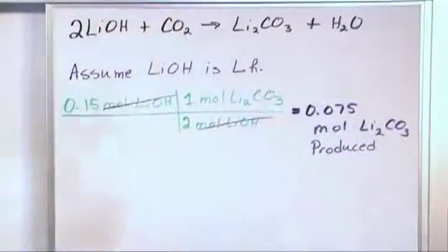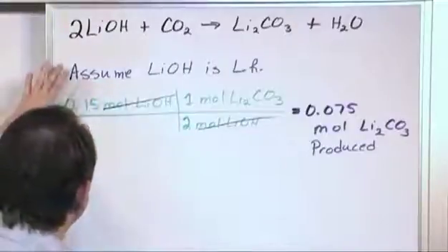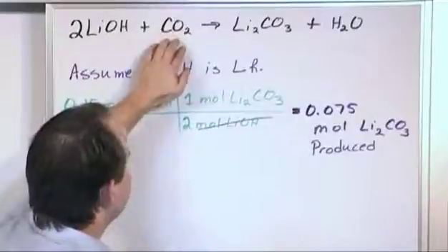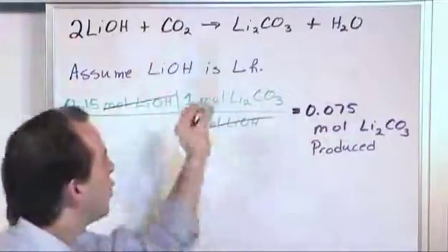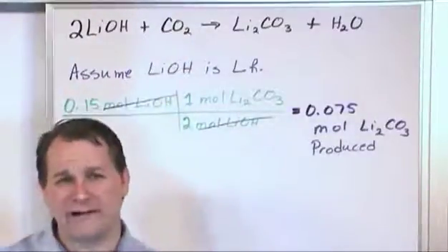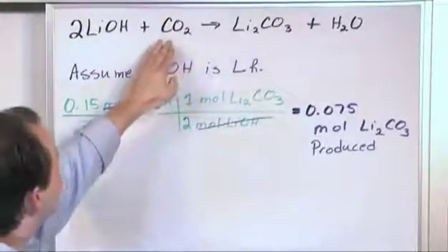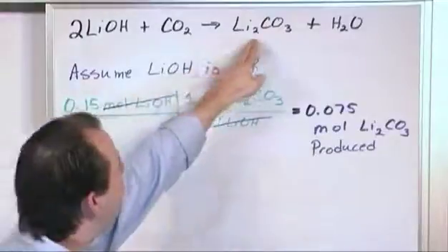All right, so what we're saying is, basically we're pretending in this particular scenario that we start with 0.15 moles of this. We don't even care about the carbon dioxide. We're just going to, for this assumption, assume that we have a ton of carbon dioxide in the chamber. We have an infinite excess amount of carbon dioxide. And if that's the case, assuming we start with this, how much product will we get?